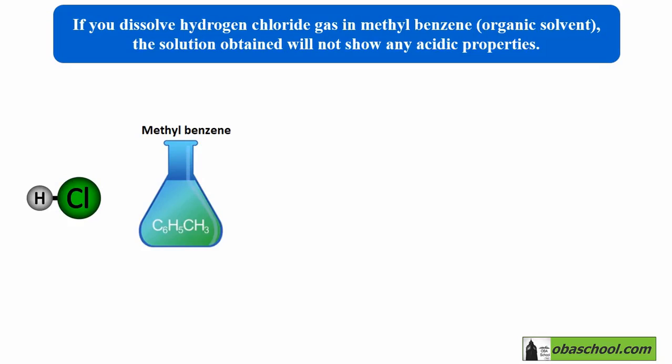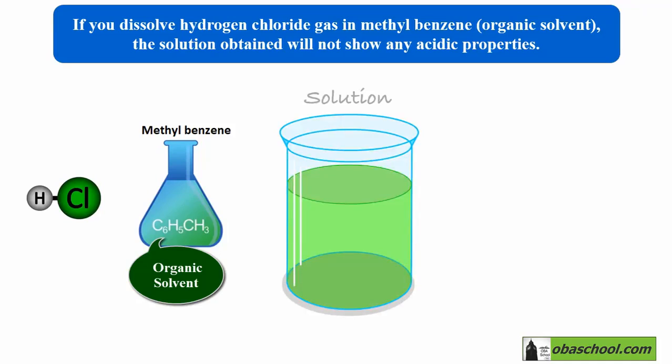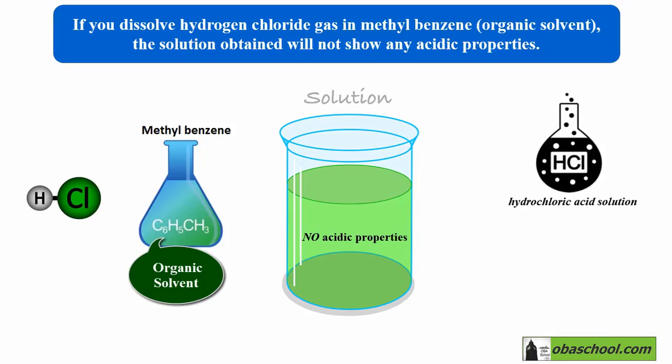If you dissolve hydrogen chloride gas, HCl gas, in methyl benzene, an organic solvent, so it's not made up of water, the solution formed will not show any acidic properties. So hydrochloric acid's simple acidic properties are not observed. So we know that HCl, hydrochloric acid solution, is an acid.